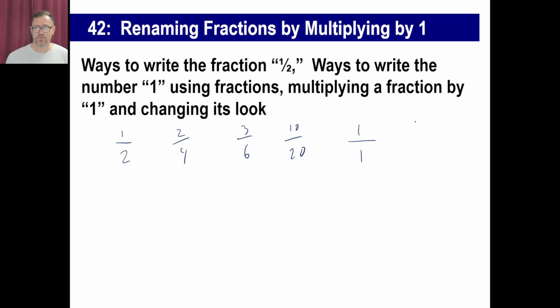The same thing is true for 13 over 13. That's also 1. 13 divided by 13 is 1. 2.986 divided by 2.986 is also, you have no doubt guessed, 1. You can multiply a number by 1 and make it look different, but it's still the same number.